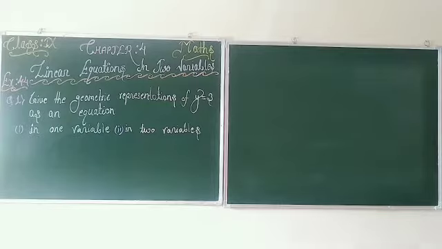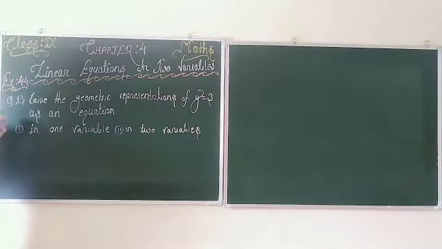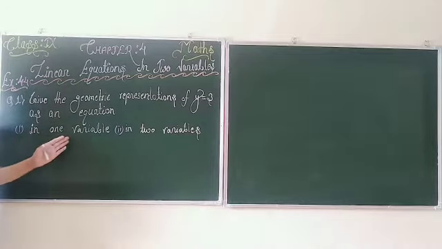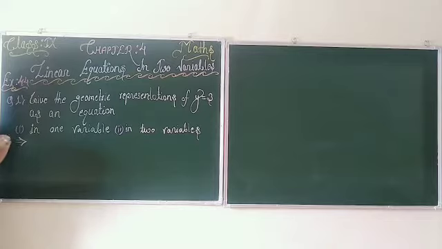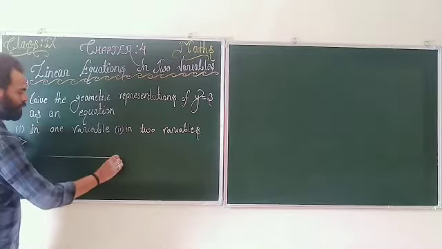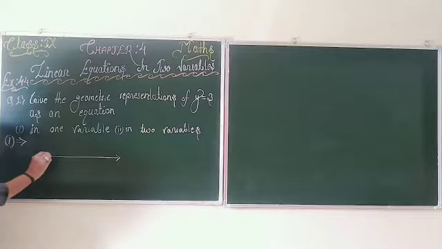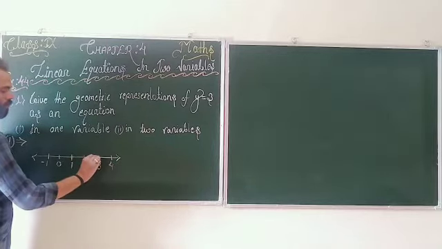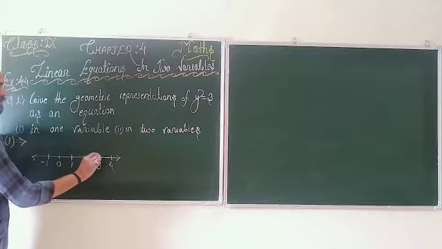Now we see the last exercise of the chapter, exercise 4.4. The first question of the exercise is: give the geometric representation of the equation y equal to 3 as an equation in one variable and in two variables. We need to represent y equal to 3 in one variable and in two variables. So in one variable, if we see the representation of this equation, it is one, two, three, four. So this is the point which they say.